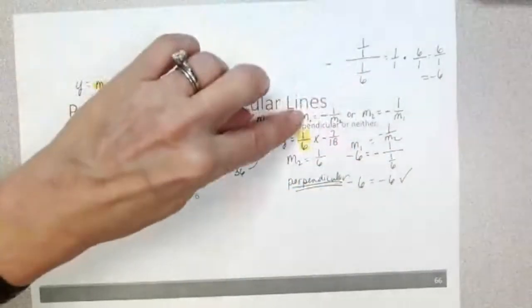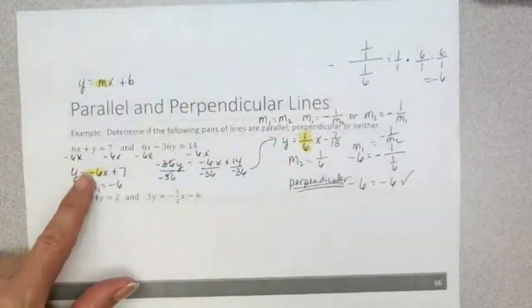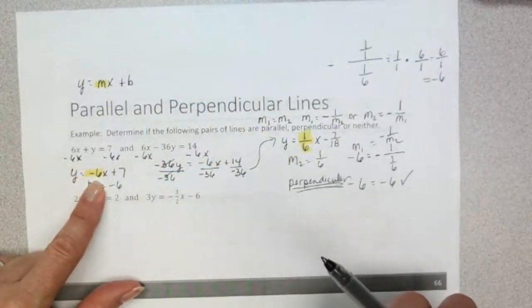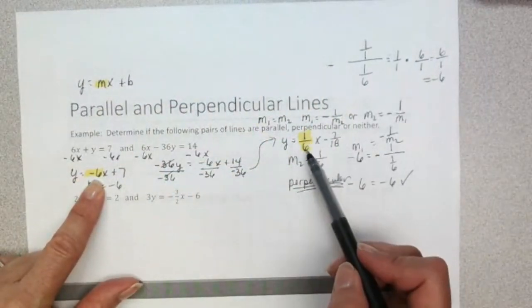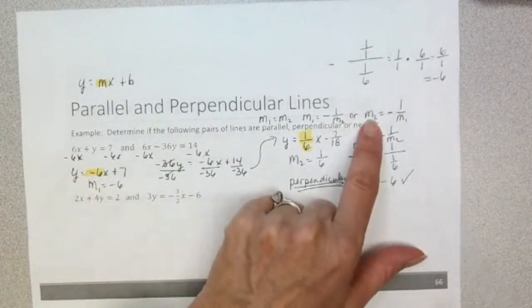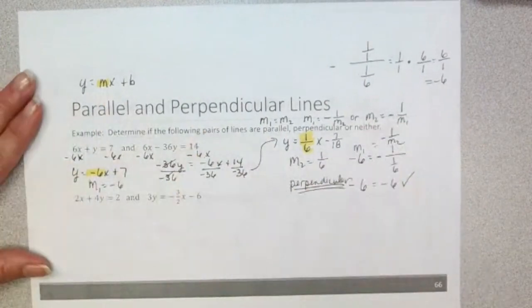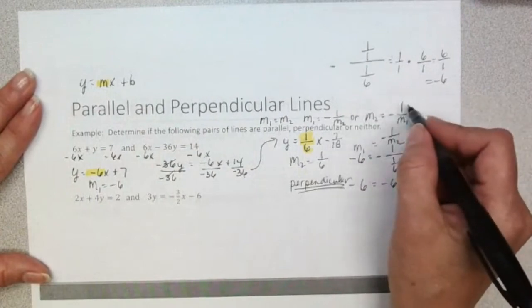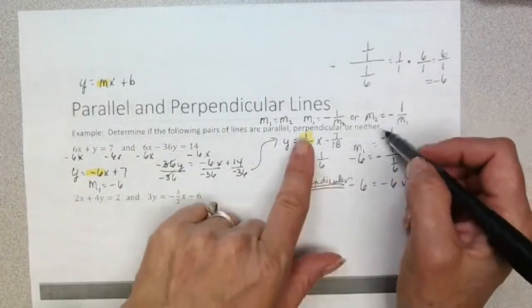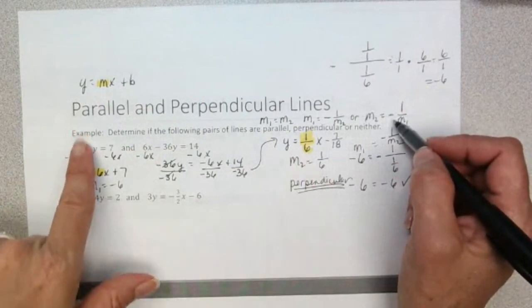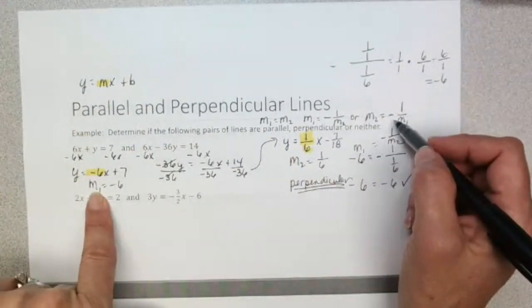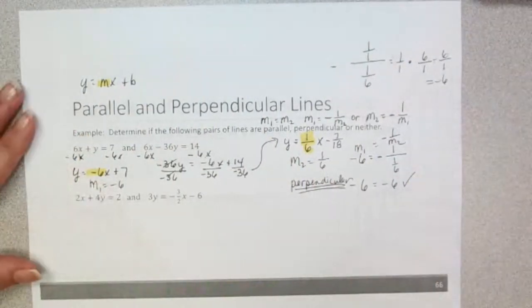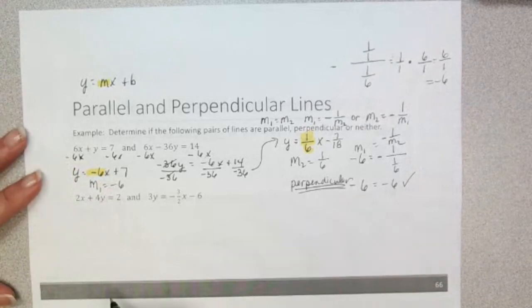Perpendicular because M1 equals -1 over M2. -6 is equal to -1 over 1/6. Now, this was easier to do M2 equals -1 over M1, but it doesn't matter. They're both going to say the same thing. If we looked at it this way, we would have said 1/6 equals -1 over -6, which of course would be 1/6. So they're perpendicular.